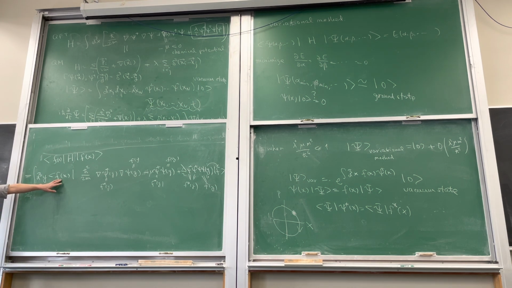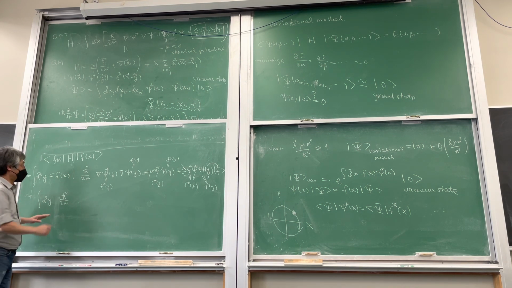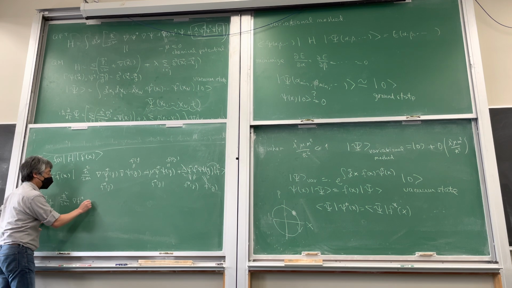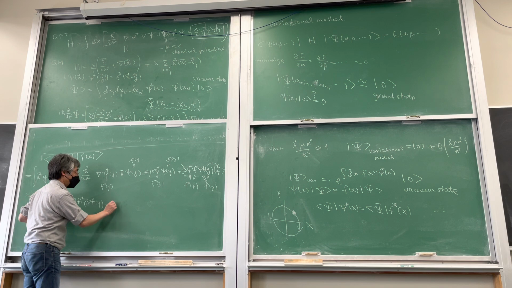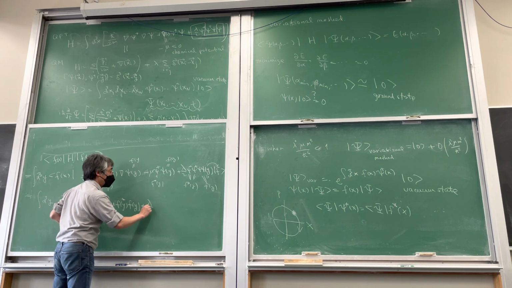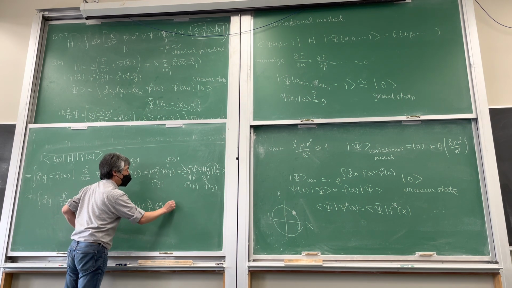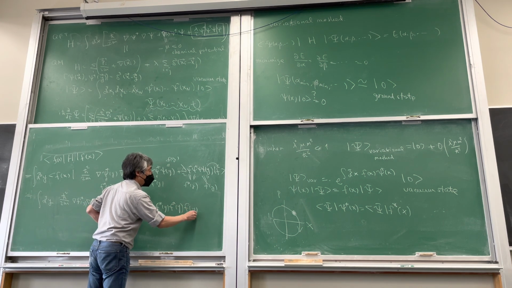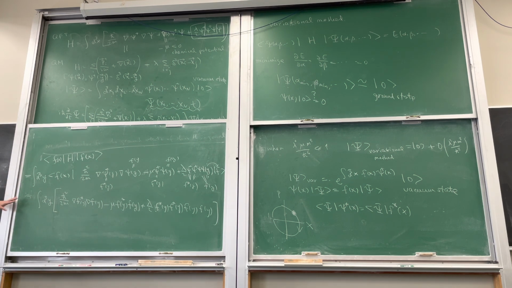And of course, you have to properly normalize the state, but assuming it is, then this just turns into simply substituting this f and f star into the Hamiltonian. So it's very simple. Yes?